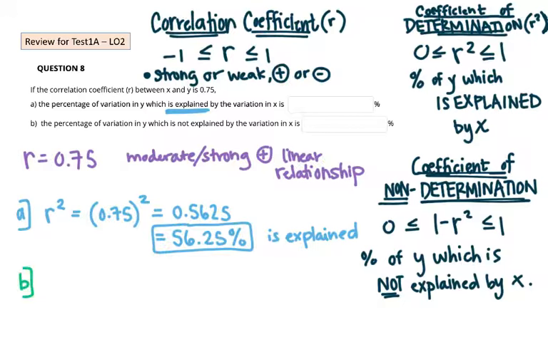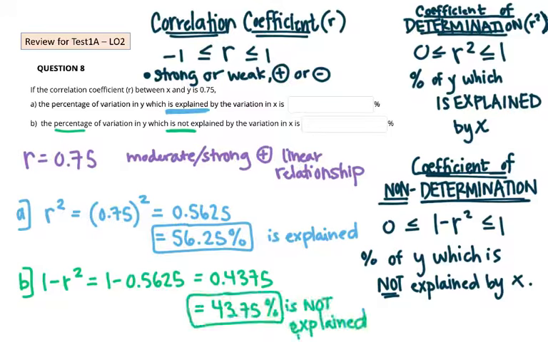Okay, for the next part, they ask for what percentage is not explained. That's talking about the coefficient of non-determination, 1 minus r squared. So we'll just plug it in, and we get 1 minus 0.5625 equals 0.4375. That is the coefficient of non-determination as a decimal, but again, the question asks for a percent, so we'll move the decimal place 2 places. And we will get that 43.75% of the variation, or the change in y, is not explained by x.